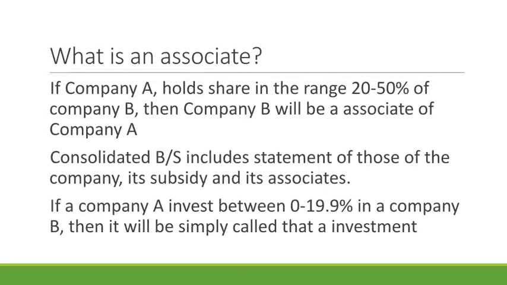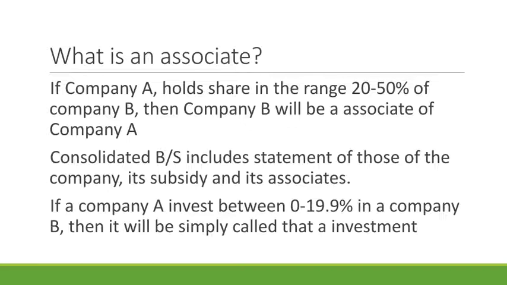Now what is an associate? You must have seen that many people write about associates. What is the meaning of associates? If company A holds shares in the range of 20 to 50% of company B, then company B will be an associate of company A. The consolidated balance sheet includes statements of the company, its subsidiaries, and its associates as well. If company A invests between 0 to 19.9% in a company, then it is called simply an investment.